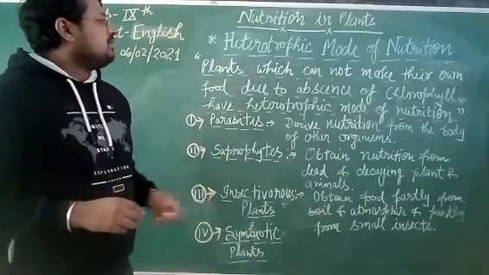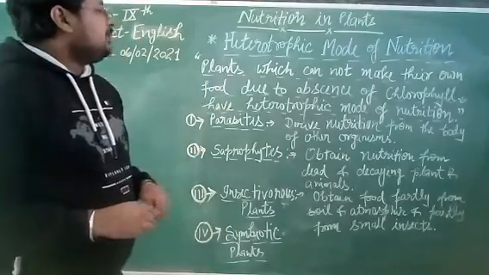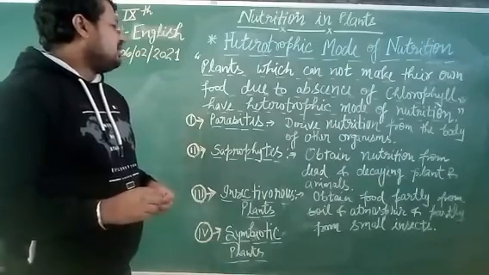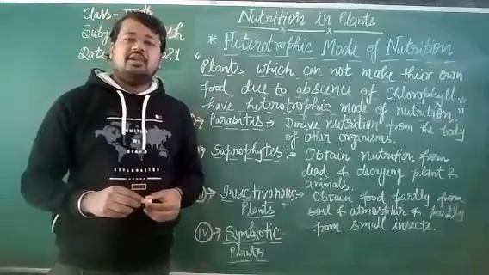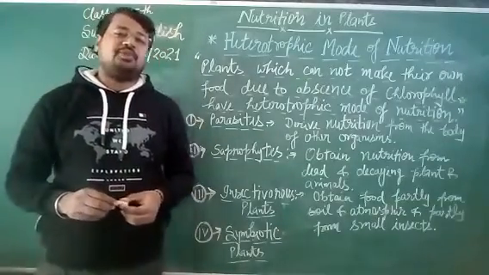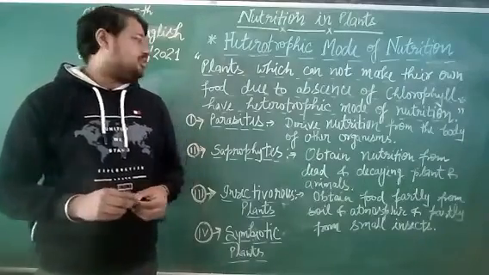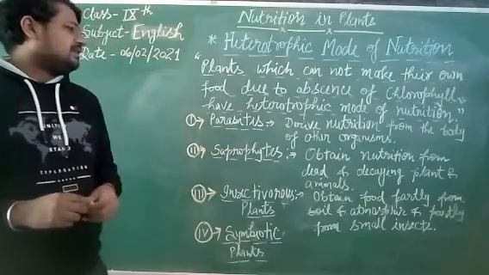First, we will look at the definition. As per your book, it is written that plants which cannot make their own food due to absence of chlorophyll have a heterotrophic mode of nutrition. So the absence of chlorophyll is the only factor that leads to this type of nutritional mode. The first of it is parasites.